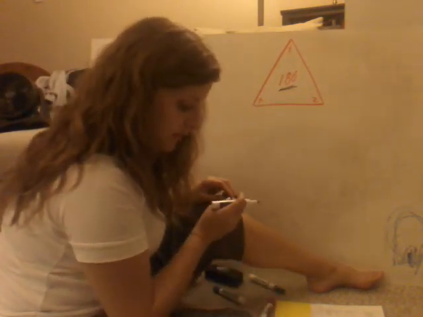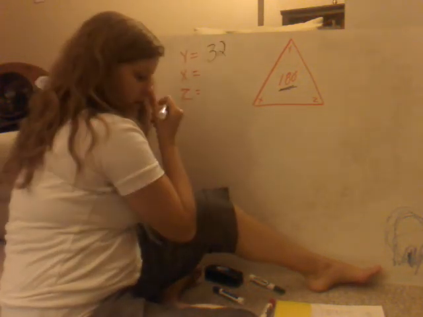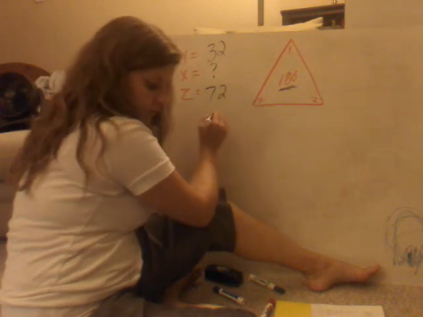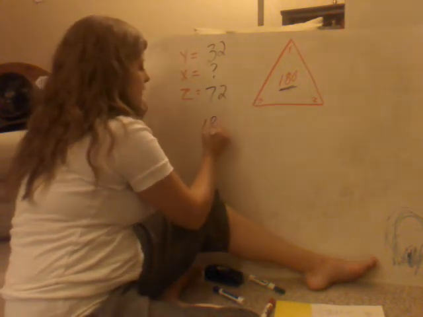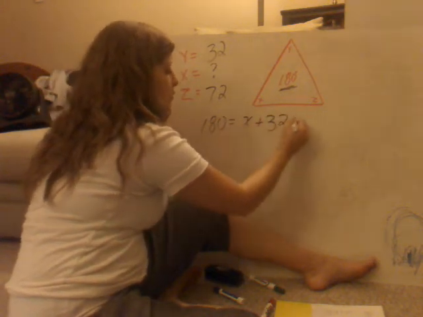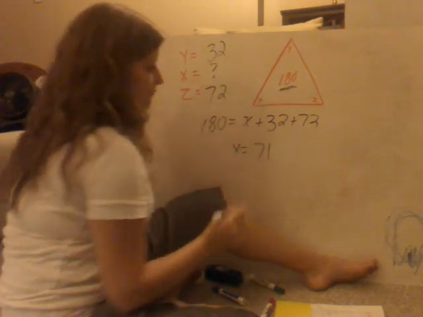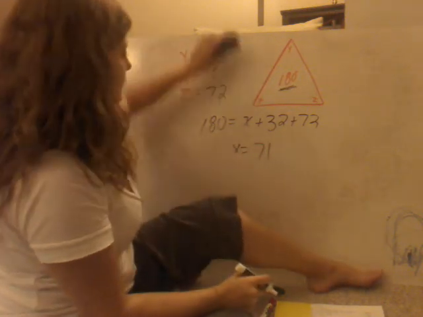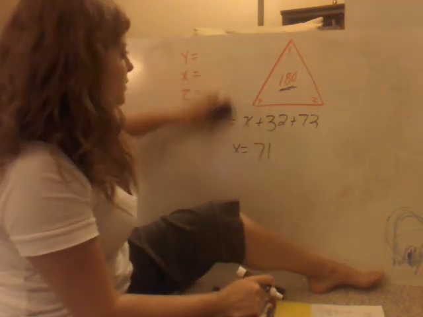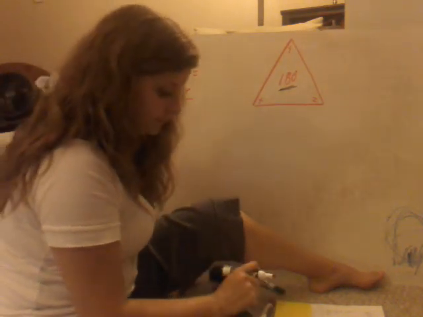Next up, we've got number 14. Y is 37. X is what we're looking for, and Z is 72. So I've got 180 is equal to X plus 37 plus 72. X is equal to 71. So notice how it doesn't matter which numbers I give you. The angles always add up to 180, and you always just subtract the two known angles from 180.